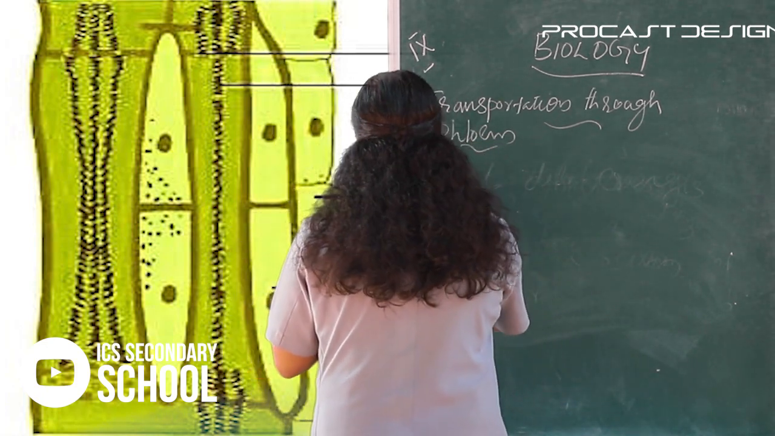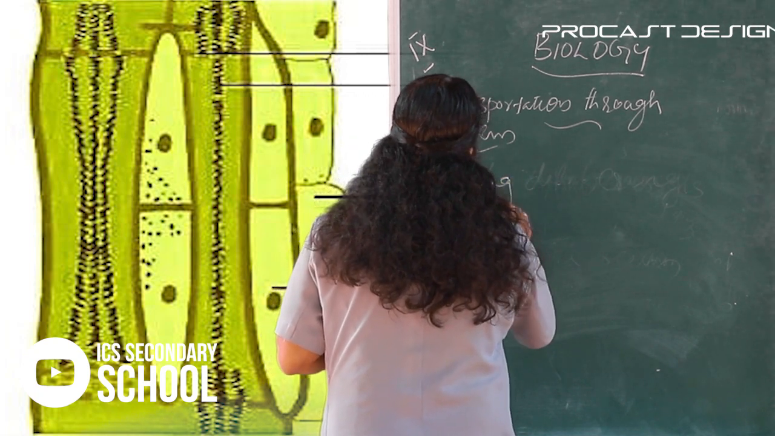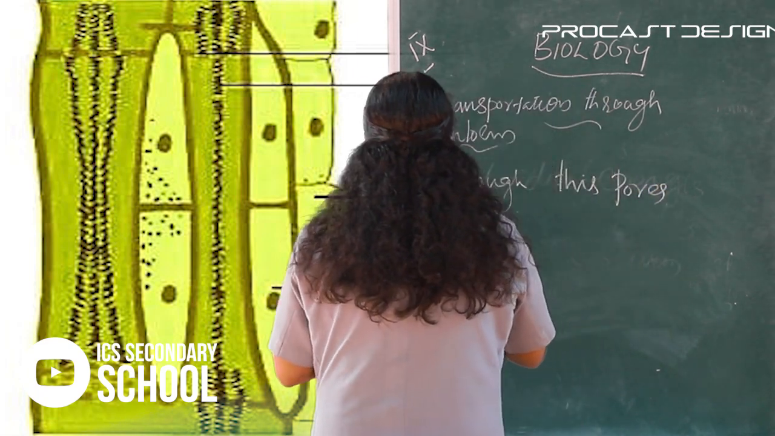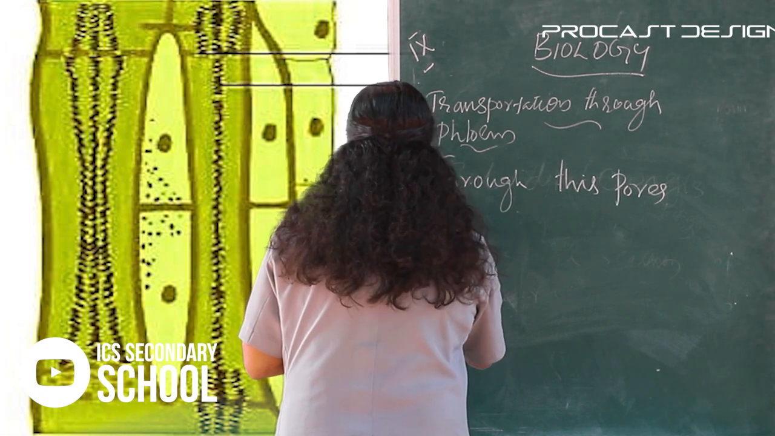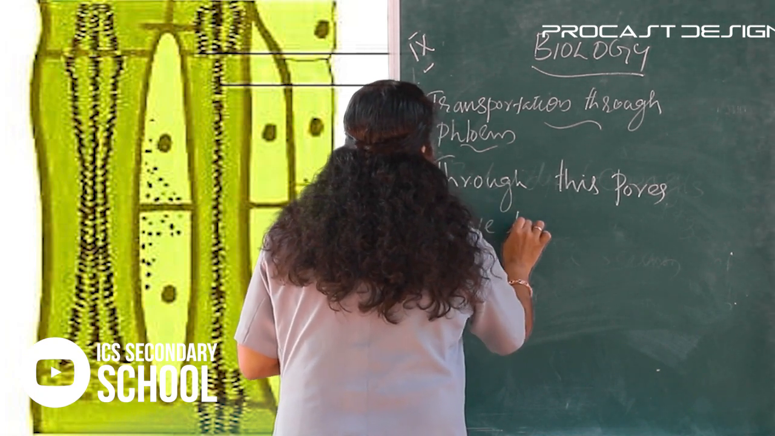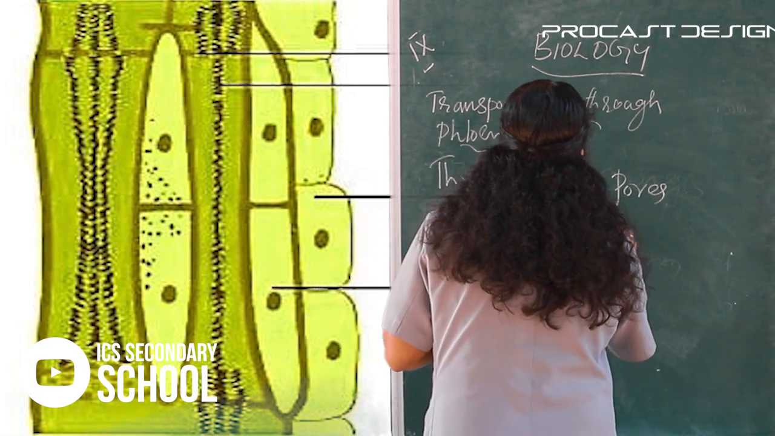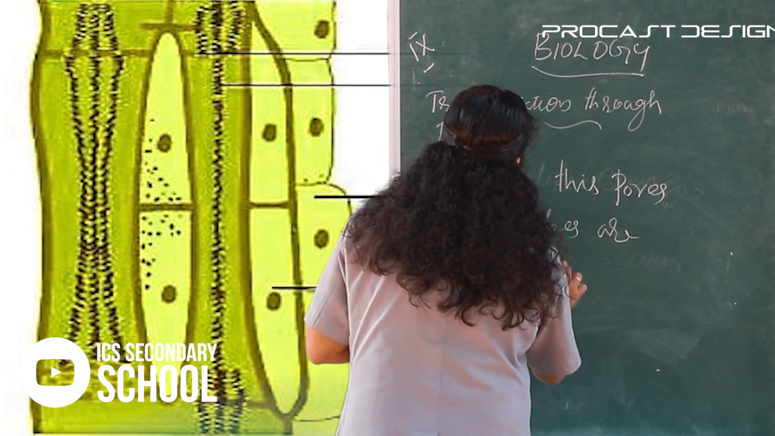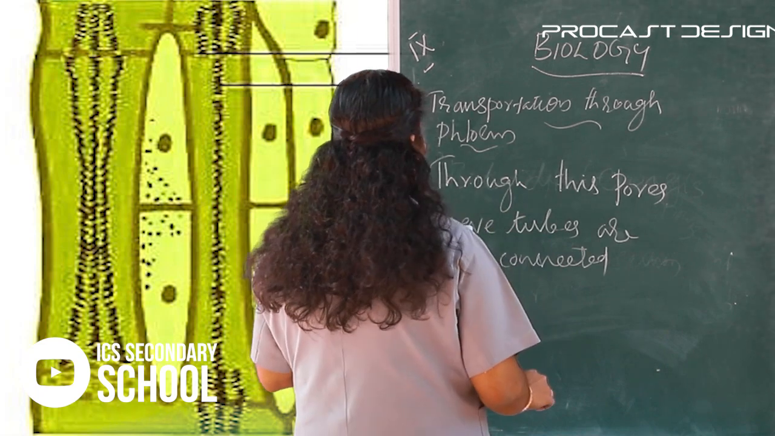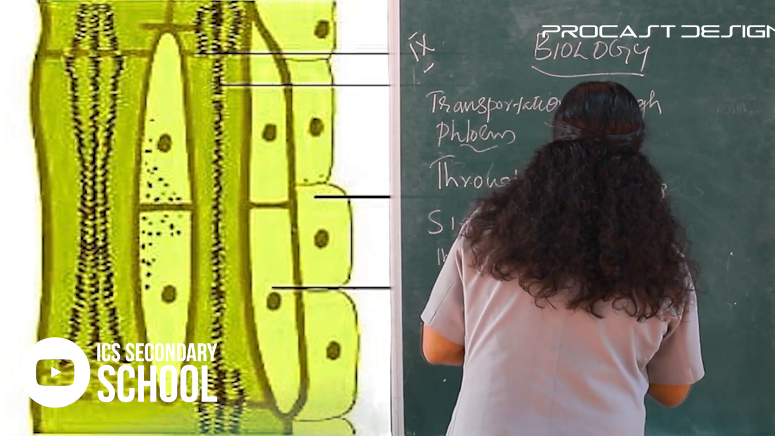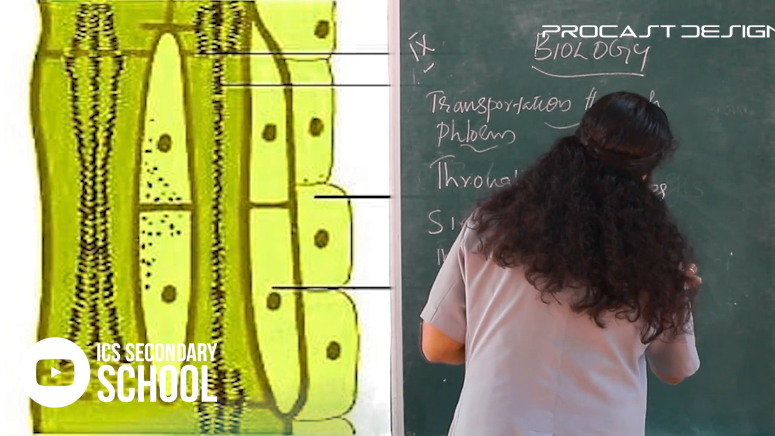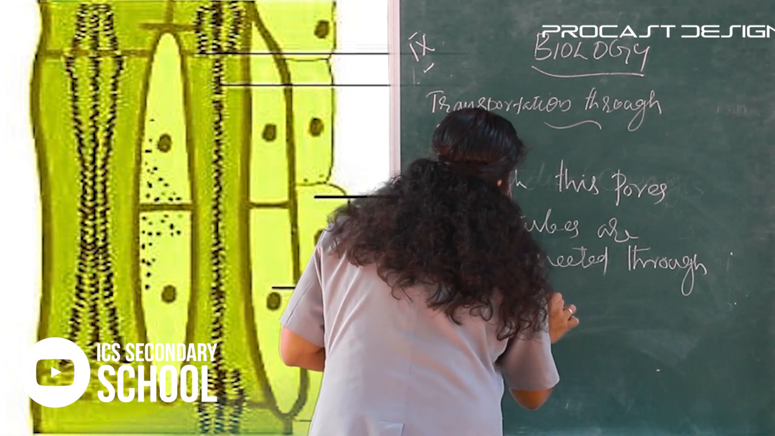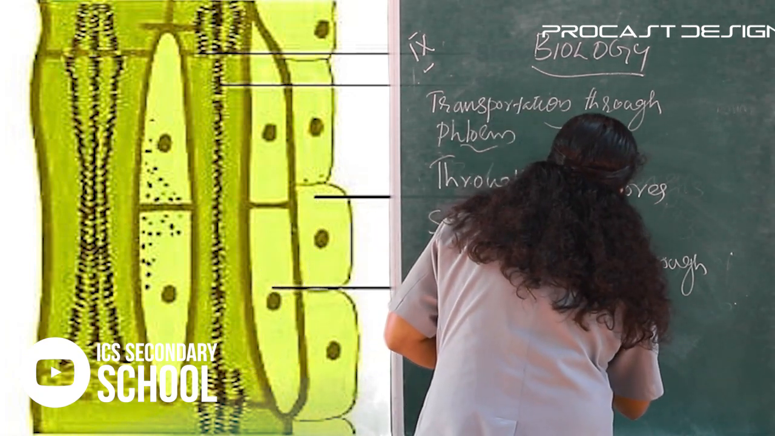Through these pores, sieve tubes are interconnected, and through them food molecules can travel.